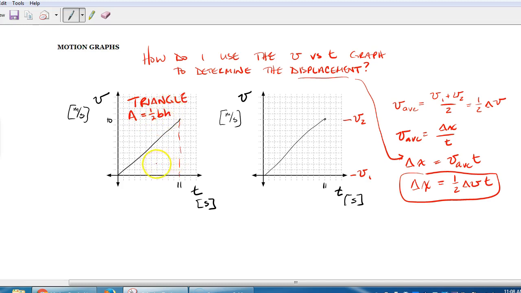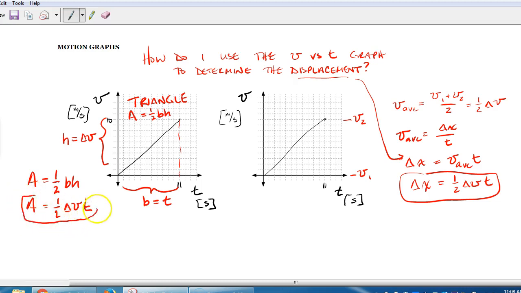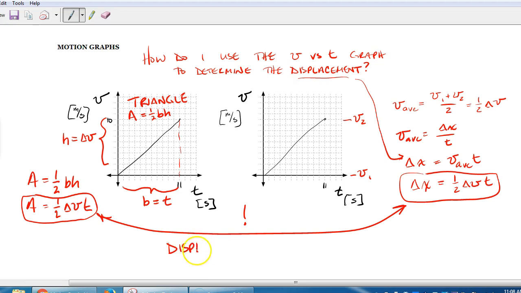But if you look on the left, you can make that shape into a triangle. And you might remember that the area of a triangle is 1/2 base times height. The base, in this case, is the time, and the height, in this case, is how much the velocity changes. And so as a result, the area is equal to 1/2 times the change in the velocity times the change in the time. And you may notice, if you look to the right-hand side, that that's exactly the same thing as the displacement formula. As a result, the area under a velocity versus time graph is the displacement. It's kind of an easy trick.